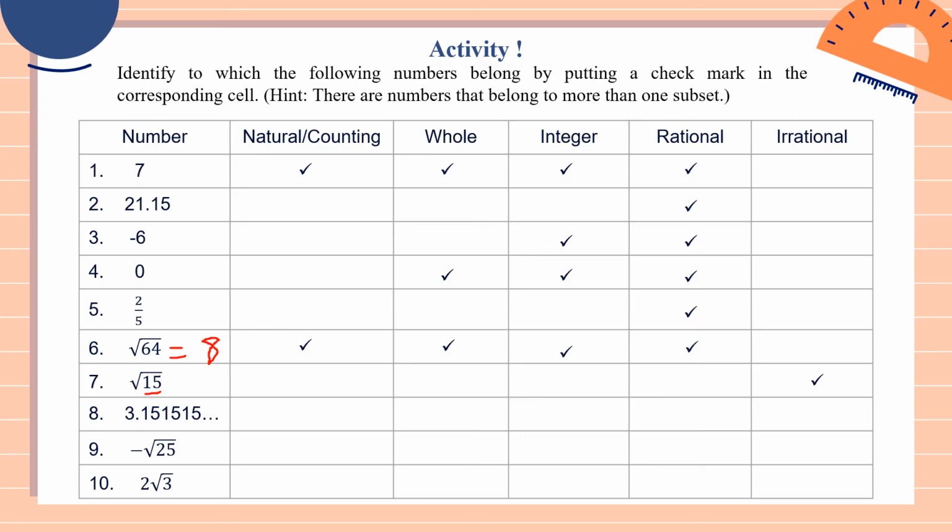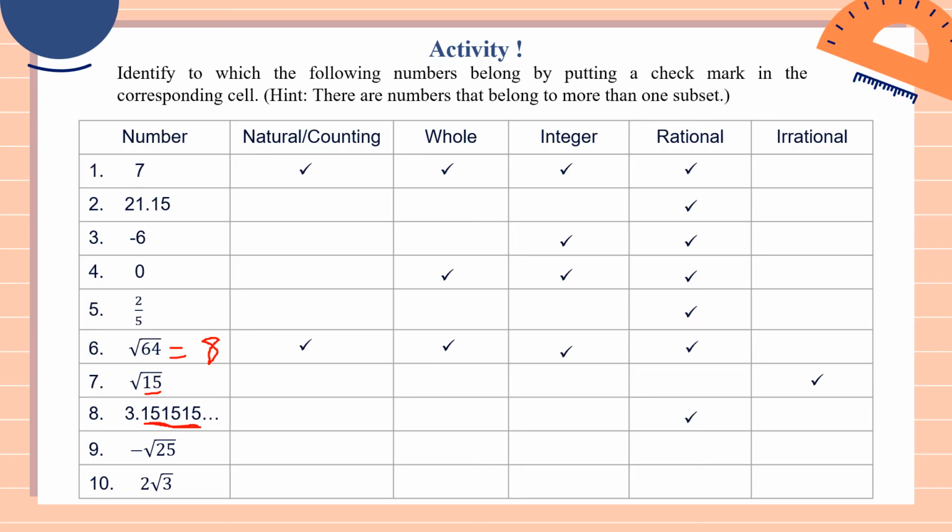Alright, so number 8, 3.1515. As you can see, we have repeating decimals. Repeating decimals, we call that a rational number. So this is not a counting number. This is not a whole number. This is not an integer. It will be a rational number, a repeating decimal, and that would be a rational number.